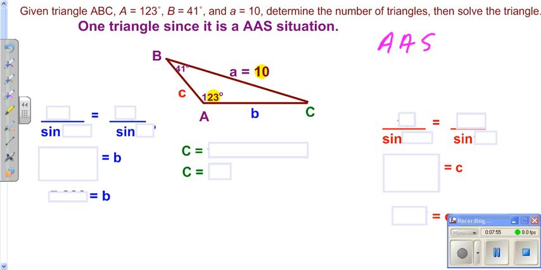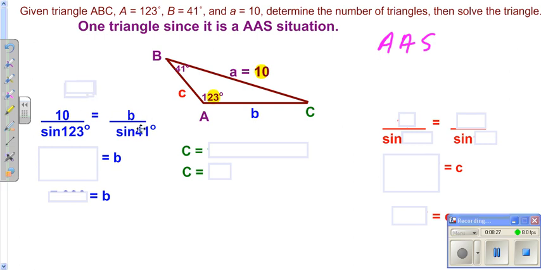And let's go ahead and find all the missing parts. When it says solve a triangle, you want to find all the missing parts. So the first thing I'm going to do is go ahead and try to find side B. Because I know angle B. If I know side A and angle B, I can find side B. So let's take a look here. I'm going to go my side of 10 over the sine of the angle opposite that, sine of 123, equaling the side I'm looking for, B, over the sine of the angle opposite that, which is 41.